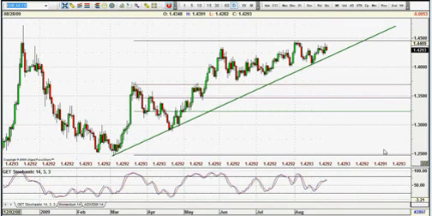Okay, now we're going to take a look at euro dollar and see what's happening. We have some interesting things coming up here. First of all, looking at euro dollar, we can see we have this really nice trend line. We've been looking at this uptrend, that bullish trend, that trend line acting as support.